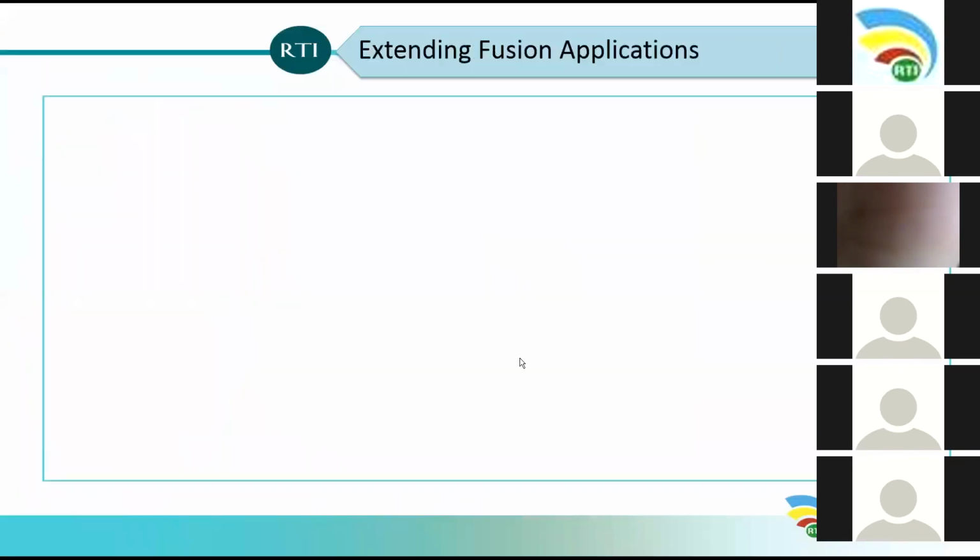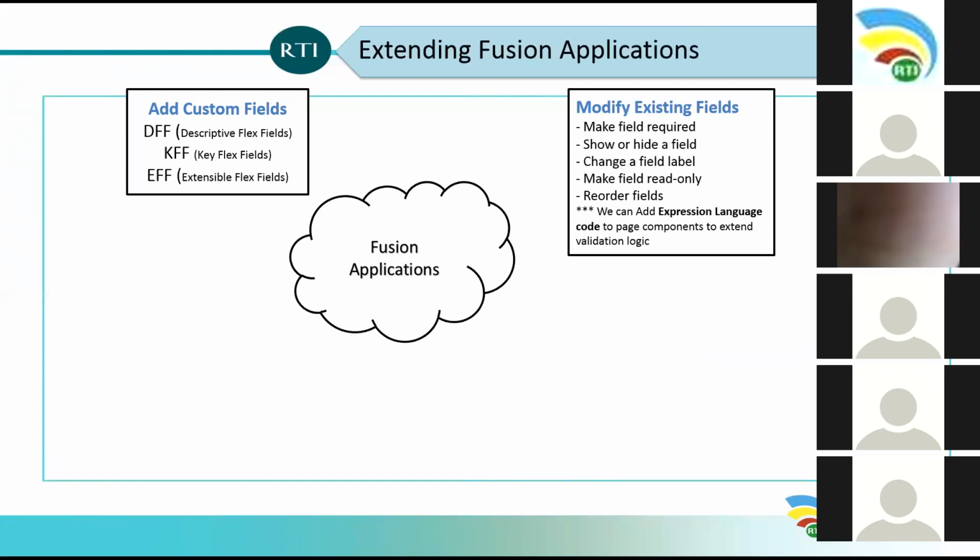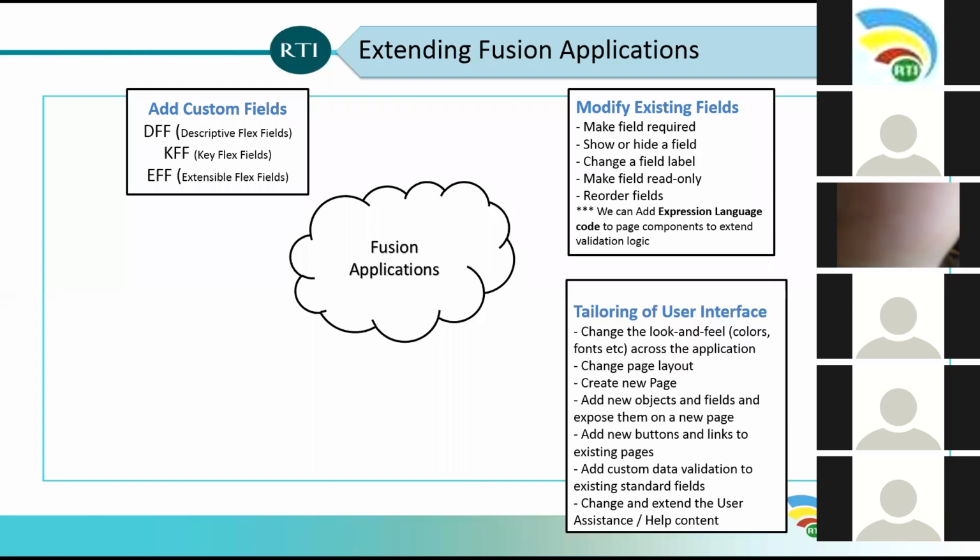There are various ways you can extend the Fusion applications. You can add custom fields using descriptive flex fields, key flex fields, extensible flex fields. If someone knows, it's okay. If you don't know, it's okay. We are going to talk about this in detail. We can modify existing fields, make a field required, show or hide a field, change a field label, make fields read-only, reorder fields.